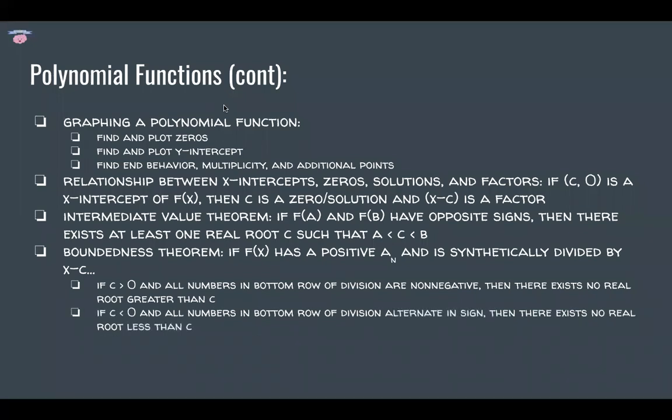If c is less than 0 and all the numbers in the bottom row alternate in sign, then again you have all this. If they alternate in sign, then it's basically the lowest value. There's no root less than c. But remember the signs of c. c has to be greater than 0 for the first case, and c has to be less than 0 for the second case. This isn't used as much, but it's good to know. I personally have never used it in my math career.